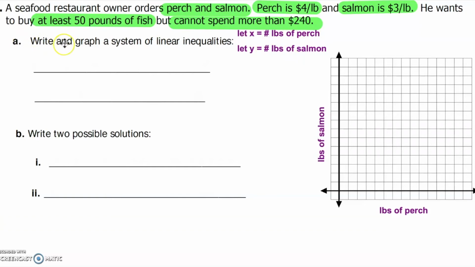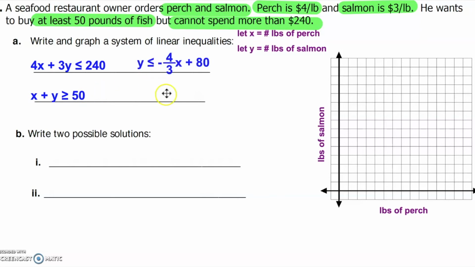So my system of inequalities is going to look like 4x plus 3y is less than or equal to 240. The cost for the perch plus the cost for the salmon, and we can't spend more than $240, so it has to be less than or equal to $240. And we want to buy at least 50 pounds of fish, so the total amount of fish has to be greater than or equal to 50 pounds.